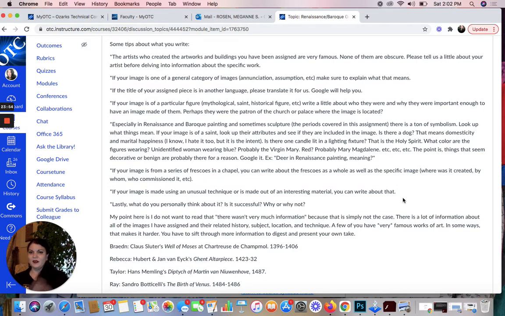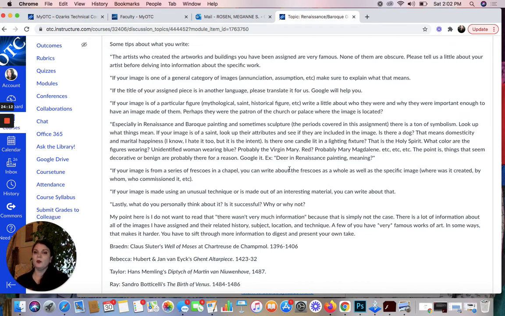The point is, things that seem decorative or benign are probably there for a reason. They almost always are, especially in these early Renaissance and Baroque paintings. So the way you can look this up is just say, Google it, deer in Renaissance painting, meaning, and you'll be able to find this kind of information.